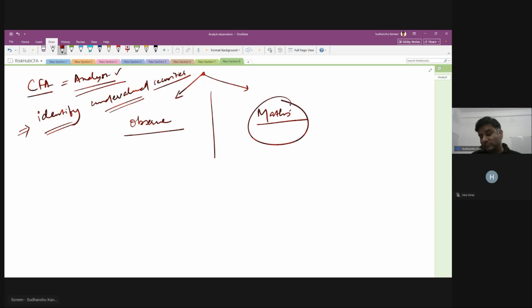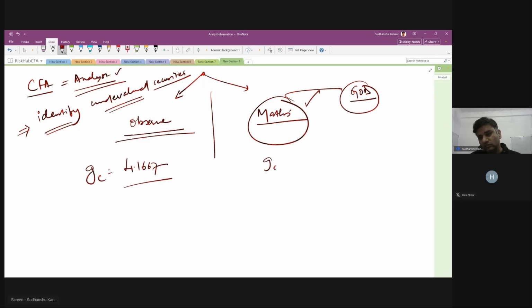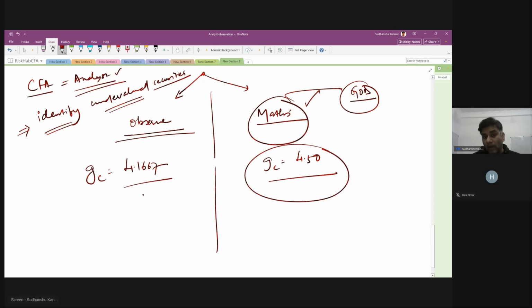Our reference point is always math. We believe in math because we say maths is God, right? So we believe in math. Now, when we observe the market, we are seeing g is equal to 4.1667. Our math says g is equal to 4.50. So we will say, okay, the market is not showing the true picture. Maths is showing the true picture, and maths is showing the higher growth rate. It means it is underpriced.